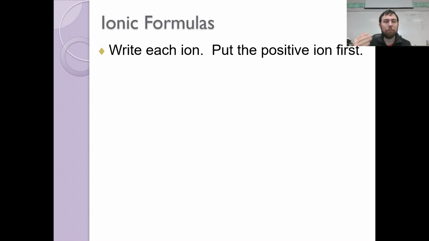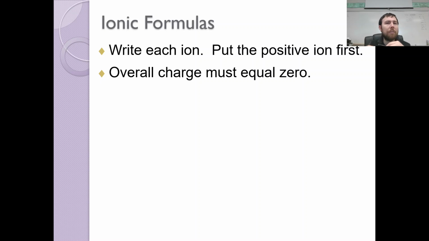All right, now I'm going to provide you with the rules, just like I did before, and then I'm going to walk through two examples. The first thing we need to do, similar to our naming piece, is write each ion first. So you look at the name and identify what the ion is. Keep in mind that you should have a positive and a negative ion because it's an ionic compound. Based on the name, the positive ion's already going to be first anyway, but make sure that positive ion is written first. That's step number one.